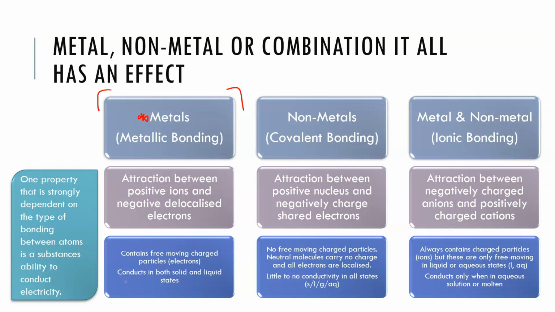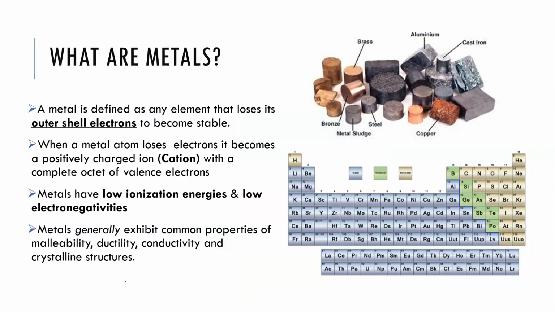So let's move forward. Metals make up the majority of the elements in our periodic table. Okay, you may remember from when we looked at the periodic table and different properties and trends in there, that metals have low ionization energies and low electronegativities. The lowest ionization energy and the lowest electronegativity being that of francium, making it the most reactive metal.